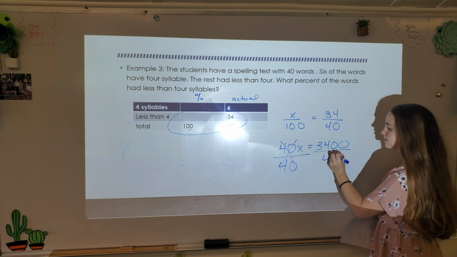So I think that's the last one. Just make sure you have a percent column and then an actual column, and then pick out the ratio that you need in order to find what you need.